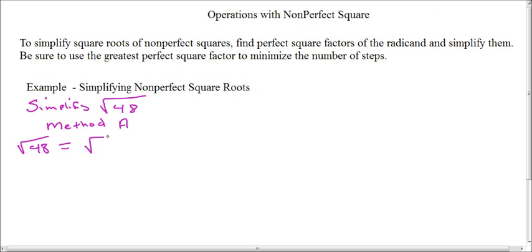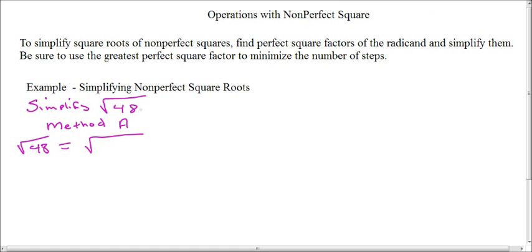now what I'm going to do is go inside here and do what it asks me to do. I'm going to find perfect square factors of the radicand. The radicand is 48. I want to find perfect square factors. So if I look at 48 times 1, the only perfect square is 1. It's not going to do us any good. Then 24 times 2, neither are perfect squares. Then I come to 16 times 3.